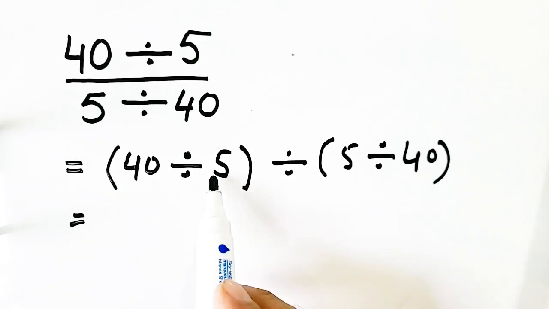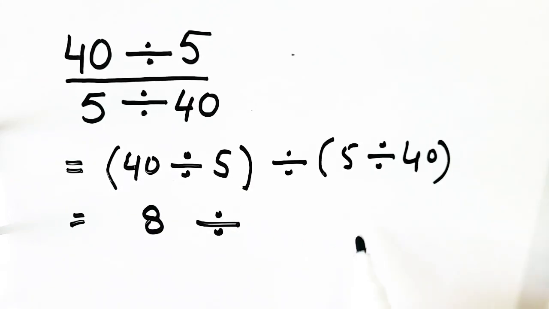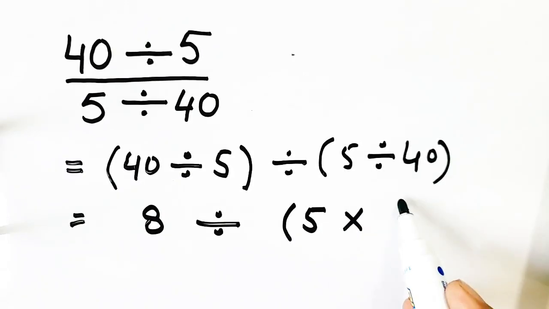40 divided by 5 is equal to 8, divided by, we will apply KCF rule here. So we can write it 5, change it, multiply, and it will be 1 over 40.